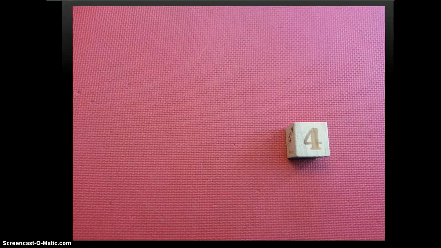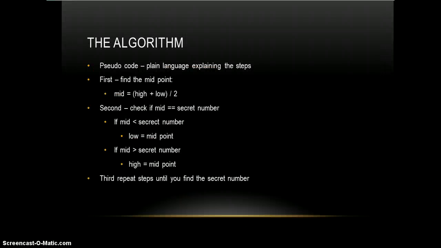So you can see those steps might not seem like the most logical way at first, but hopefully I can demonstrate for you how this is a very, very powerful way to find a number in a list or to win this game. So let's talk about the algorithm. I'm just going to explain it in pseudocode, which is just plain language explaining the steps. So first, we need to find the midpoint. So to find that midpoint, we take the high and the low of our range and divide by 2.